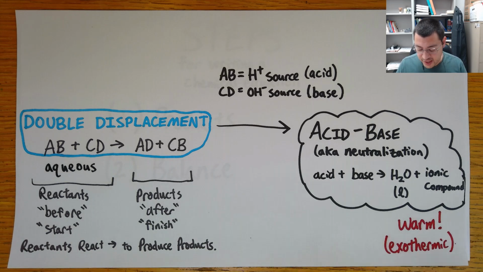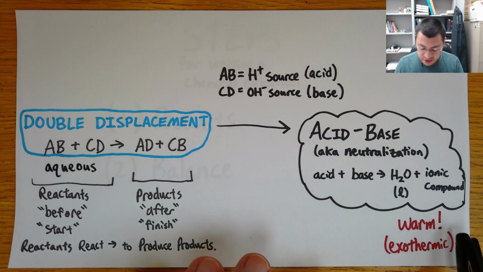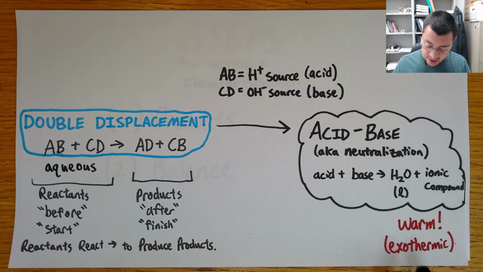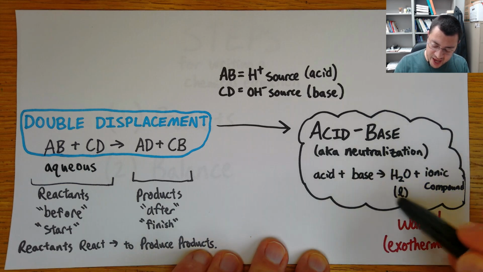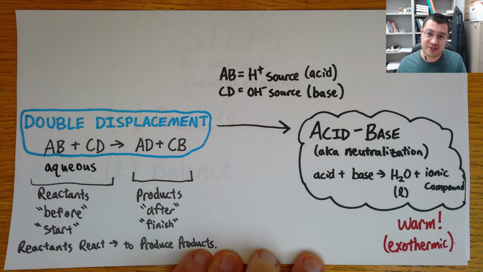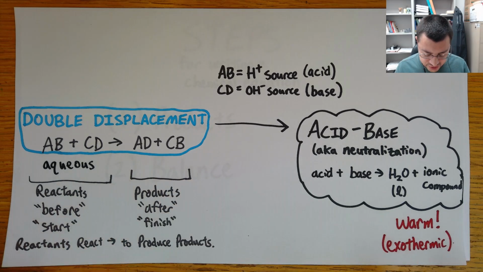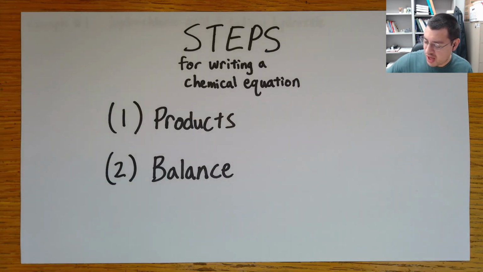If you're doing these in real life or in the lab, you're going to notice, especially at higher concentrations, that these acid-base reactions get quite warm. That's a good way of knowing that you've done this exothermic reaction, the formation of a very stable water molecule. All right, so enough talk. Let's go ahead and talk about the steps.